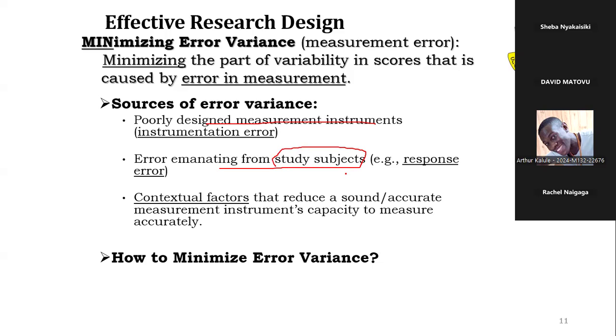So this is where you make sure that you pick an appropriate subject from whom you're going to collect your data. Remember the question one of you asked me: why are you avoiding the public university? The reason I'm avoiding it is that this one has not experienced the phenomena. So pick an appropriate subject area, study subjects. Contextual factors can reduce sound, accurate measurements. This is again where you pick the wrong subject areas or the wrong context.